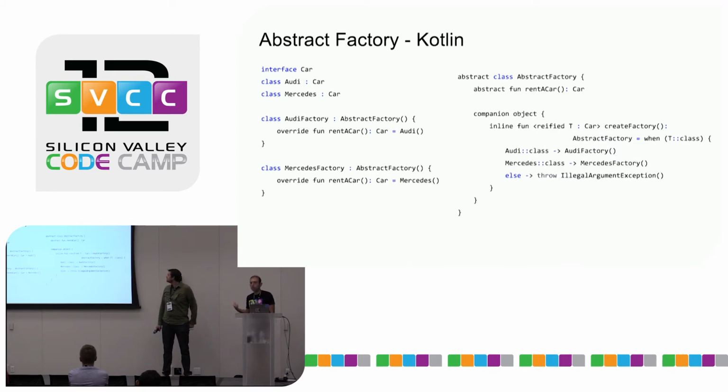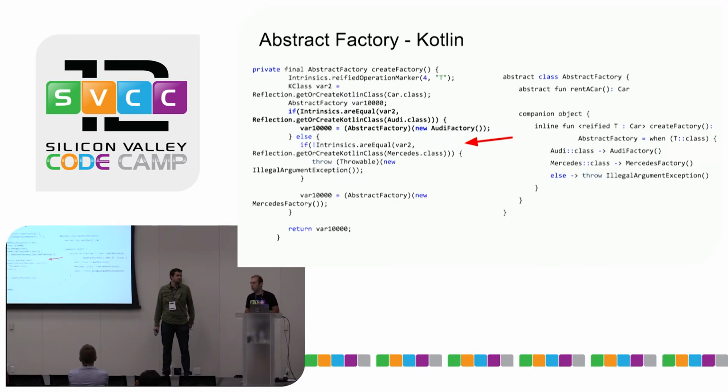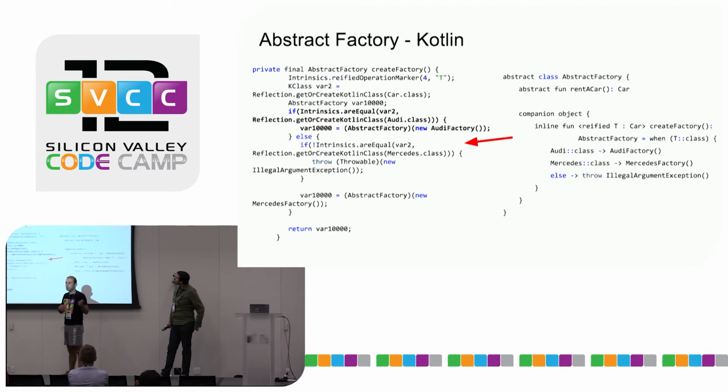However, if we try to write it in native Kotlin, things get interesting. We use reified and generics. And the really interesting part is if we decompile this to Java. In this example, the bold part shows you what Kotlin does. It uses an internal class called Reflection, getOrCreateKotlinClass, to check the variable and create the right object for that class type.